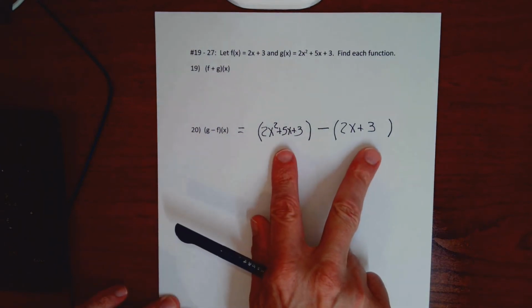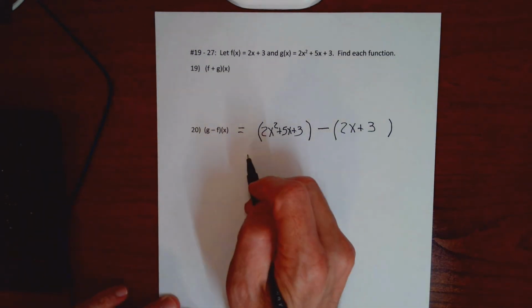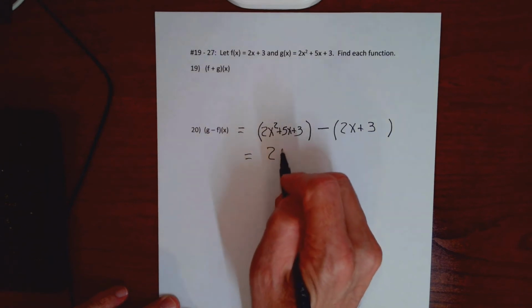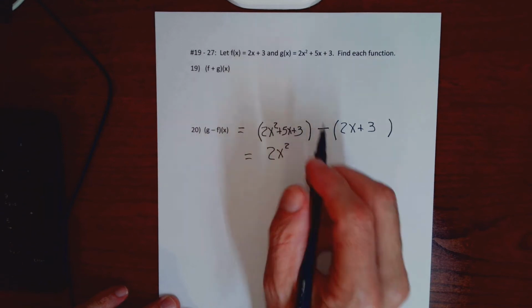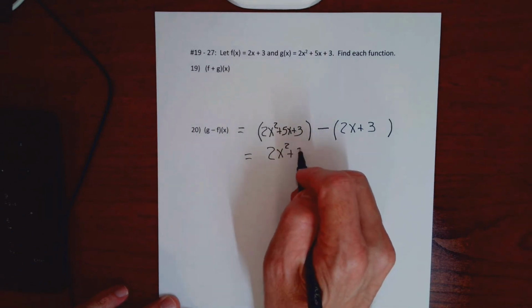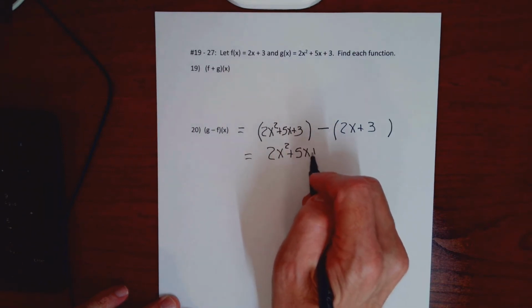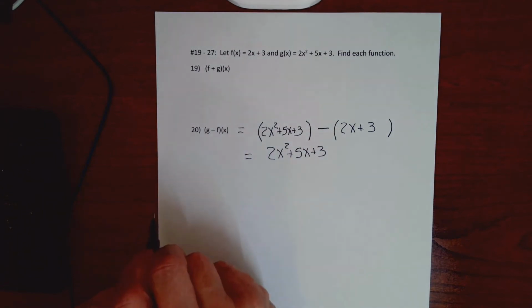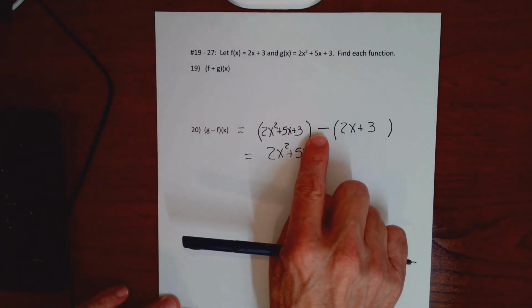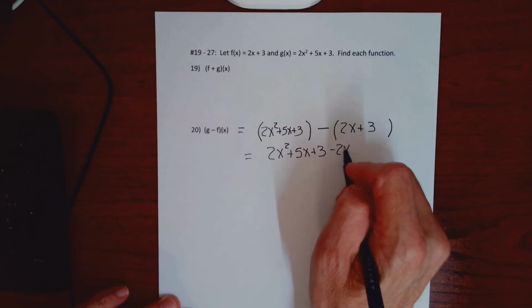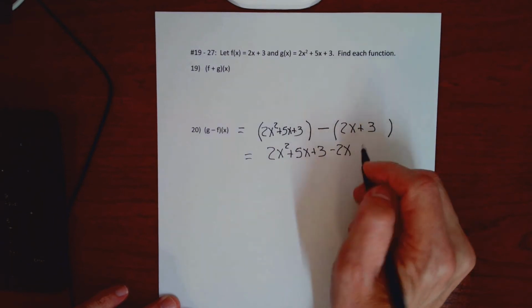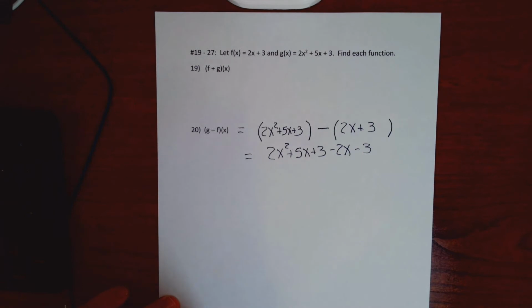I just need to simplify this. First parentheses that I put in really isn't necessary because it doesn't have an exponent or coefficient. So I'm just going to drop the first parentheses. The second parentheses is necessary. I'm going to clear the parentheses by changing the sign of the positive 2x to negative 2x by changing the sign of the positive 3 to the negative 3.